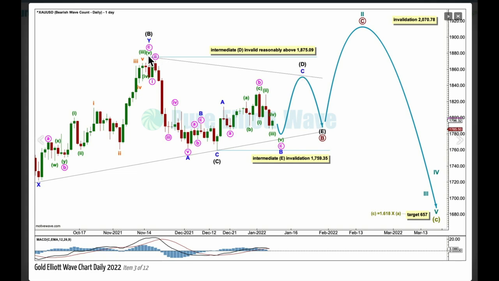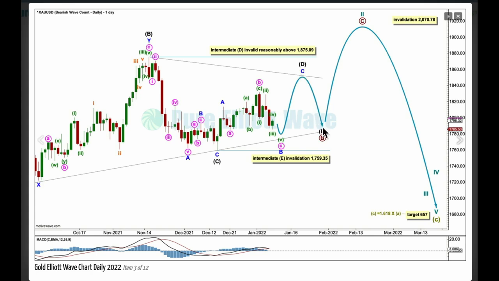Intermediate D may not move beyond the end of B for a regular contracting triangle above 1875.09, but for a barrier triangle, D may end about the same level as B, so that the BD trend line looks essentially flat to the eye. That is the only Elliott wave rule which involves a small area of subjectivity. It means that this invalidation point is not absolute.